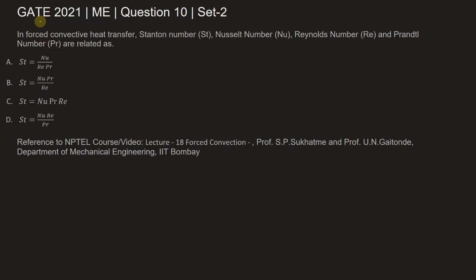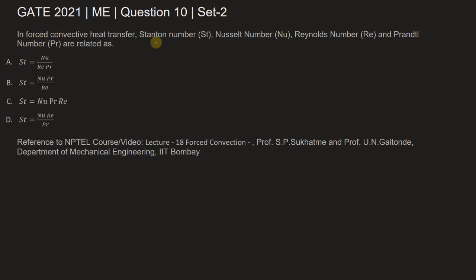This question is from GATE 2021 Mechanical Engineering, set 2. The question says, in forced convective heat transfer, Stanton number, Nusselt number, Reynolds number and Prandtl number are related as... So these are the four options and we need to pick the correct option among these four options.